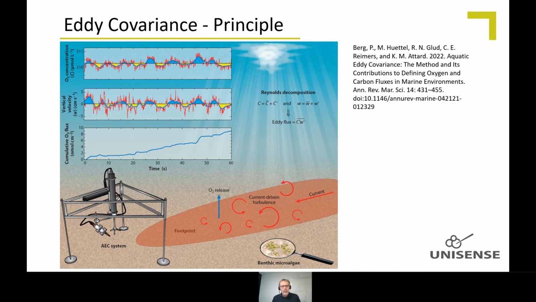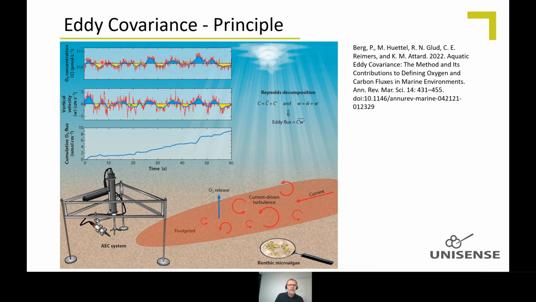Now, this shows an example where there's a sediment with benthic microalgae. There's sunshine, so there's an oxygen production. That means there's oxygen released from the sediment. There's water current going in this direction, creating some turbulence. The sensors are sitting over here and measure whatever has happened up here.